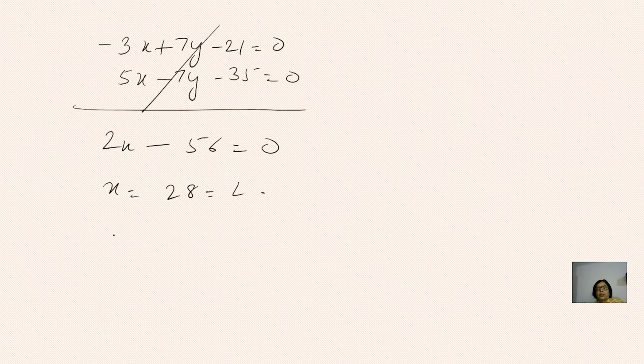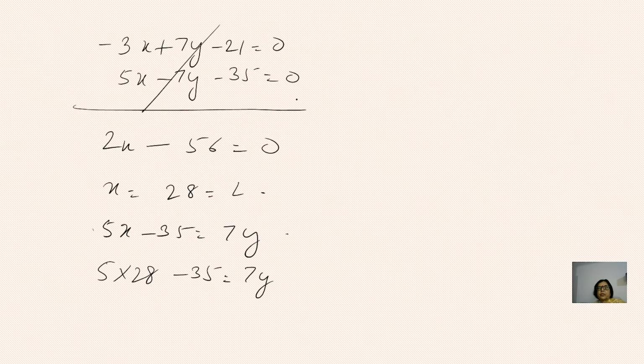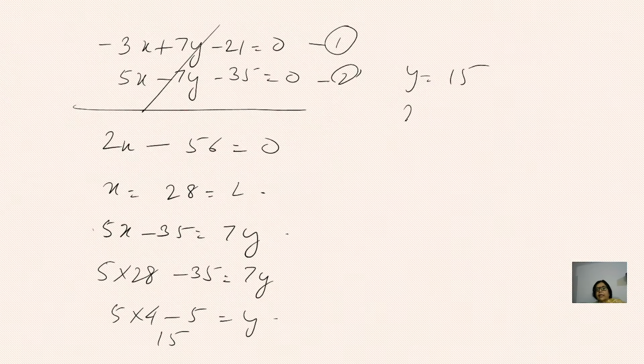The length is 28. So y will become, if we put the value of x in any of the equations, 5x minus 35 is 7y. So here if I put 28, 5 into 28 minus 35 is equal to 7y. I have put it in the second equation. Before simplifying, we can even take 7 common. So we get here 5 into 4 minus 5 is equal to y. Sorry, 7 into 5, yes. So 20 minus 5, that is 15. So y is equal to 15 and the length x is equal to 28.